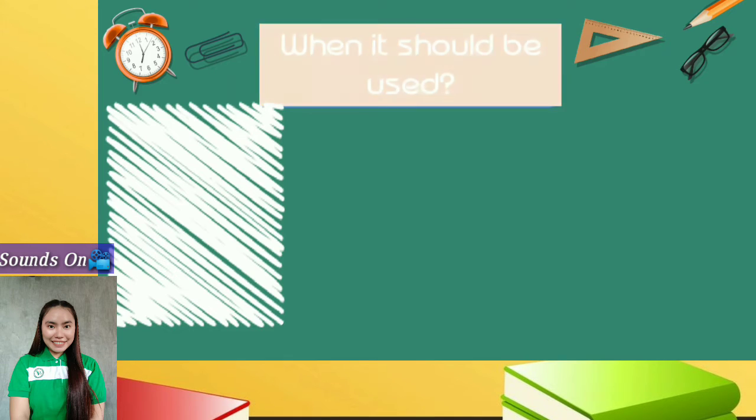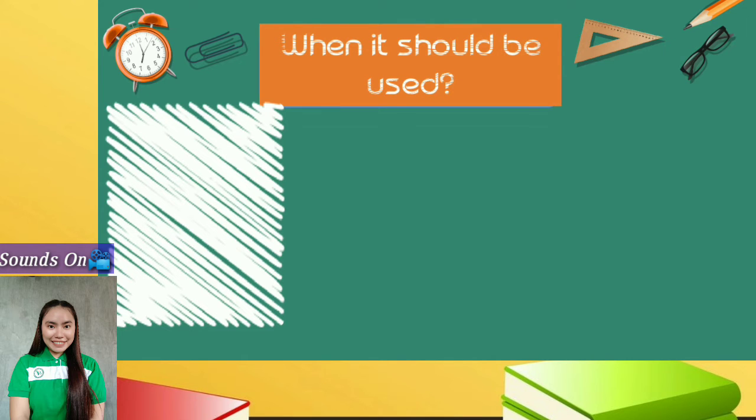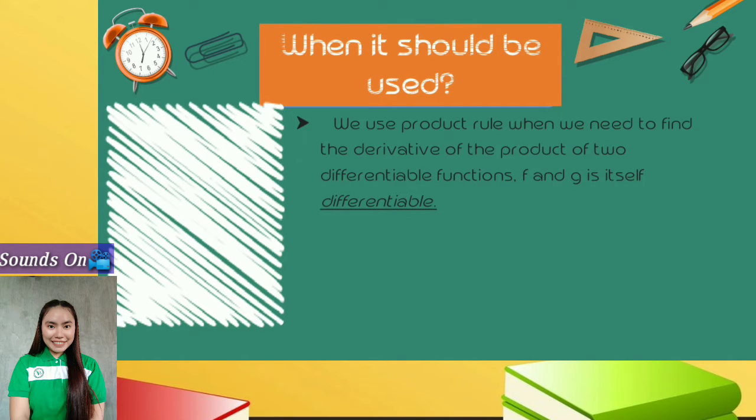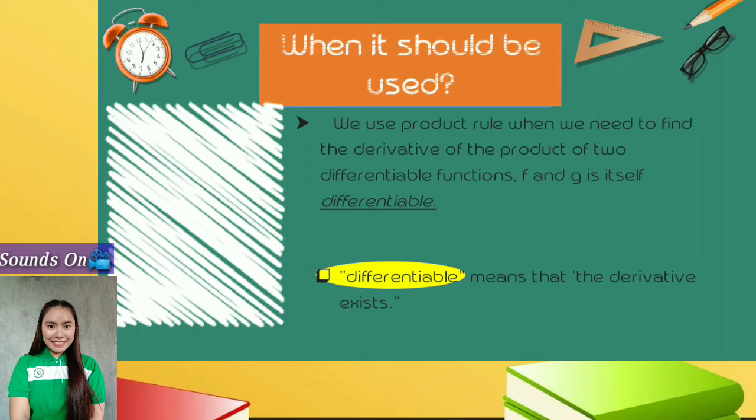So when should it be used? It is used when we need to find the derivative of the product of two differentiable functions f and g, where the product is itself differentiable. When we say differentiable, it means that the derivative exists, o walang makukuhang undefined.